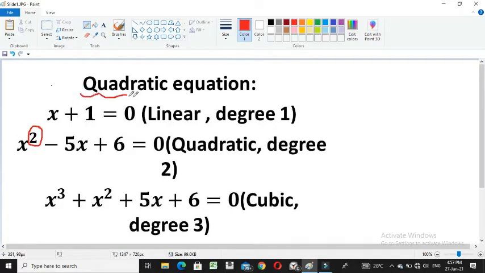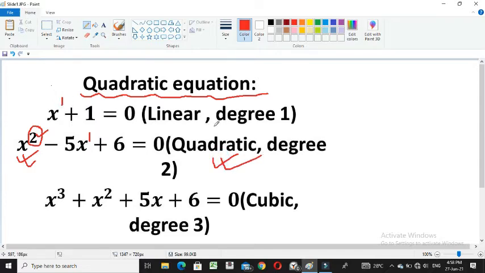Dear students, today we have taken the quadratic equation. So what is a quadratic equation? It is an equation with degree 2. Degree 2 means the highest power. So here the highest power is 2, because the powers are 2 and 1. So if the degree is 2, the equation is called a quadratic equation.